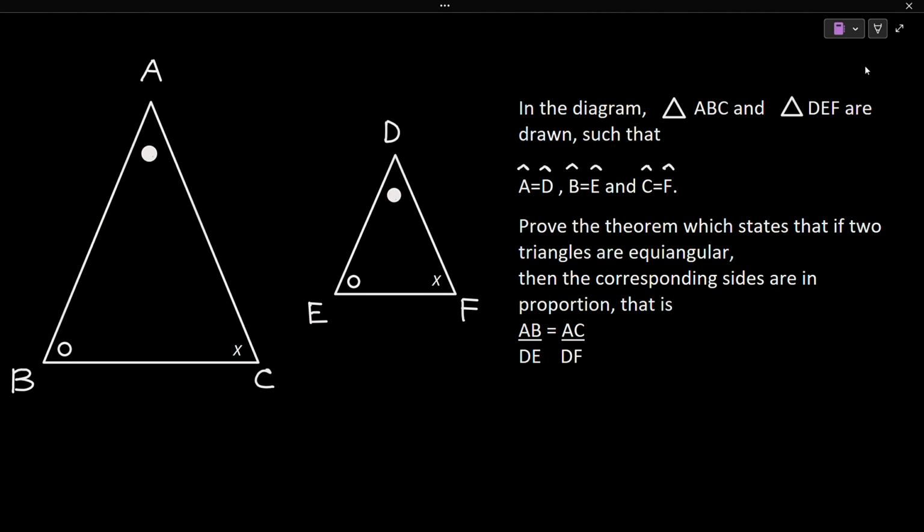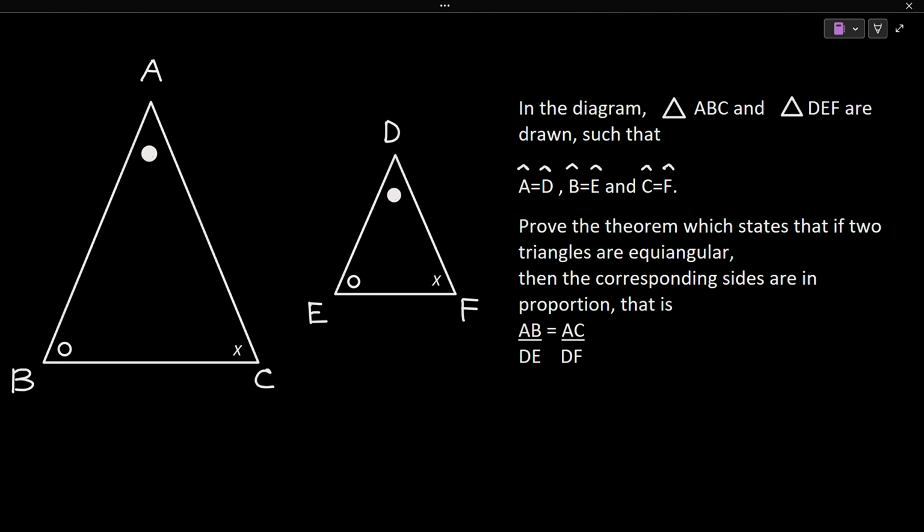It says in the diagram, triangle ABC and triangle DEF are drawn such that angle A is equal to angle D, angle B is equal to angle E, and angle C is equal to angle F. Now, if you look at your diagrams, you can see that those angles are marked off as being the same. We've got the enclosed circle representing angle A and angle D being the same. We've got the open circle showing us that angle B and angle E are the same. And we've got X to represent that angle C and angle F are the same.